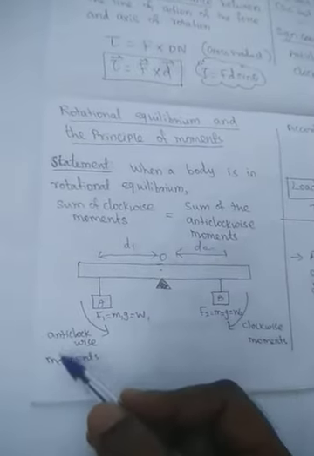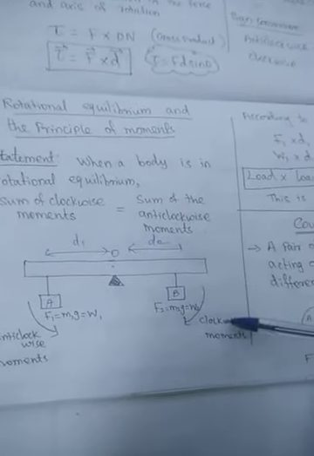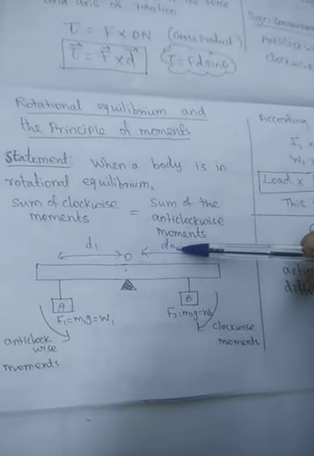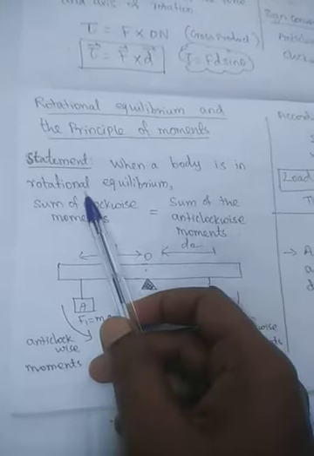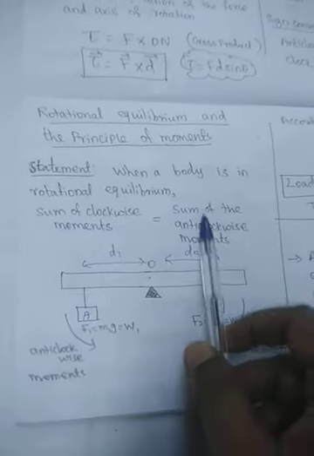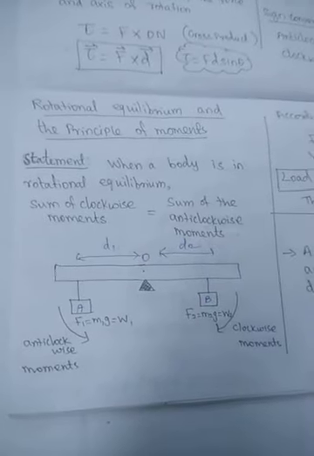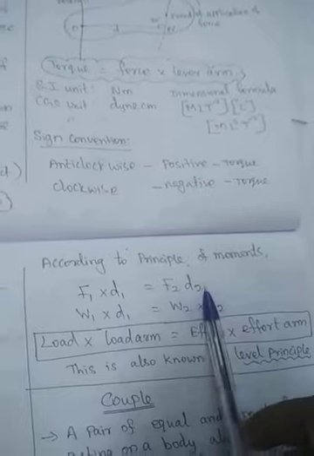So the moment of the anti-clockwise force is F1 into D1, and the moment of the clockwise force is F2 into D2. That is the statement given when a body is in rotational equilibrium. According to the principle of moments, the sum of the clockwise moments is equal to the sum of the anti-clockwise moments. So we can take that F1 D1 is equal to F2 D2.